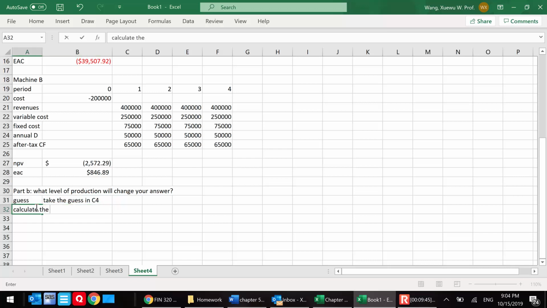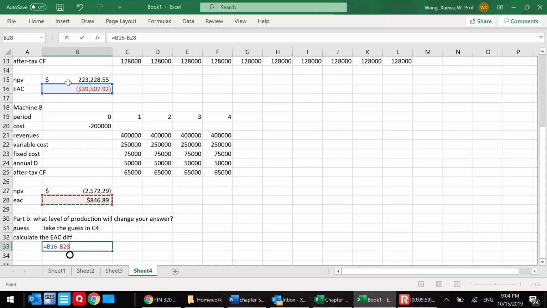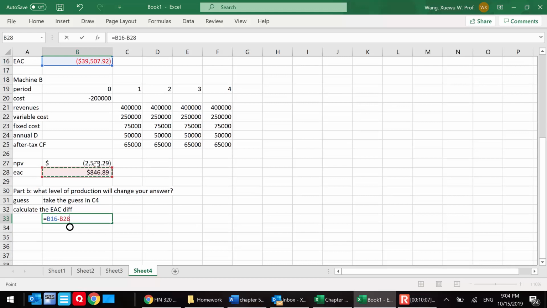So I'm going to calculate the EAC difference. EAC difference is going to be equal to this EAC minus that EAC. Some of you might be bothered by the sign, but don't be. I'm consistent. I take the NPV and use that NPV to get the EAC. NPV is positive, so EAC is negative. And I do the same thing: NPV is negative, so EAC is positive. So I get the difference in the EAC.